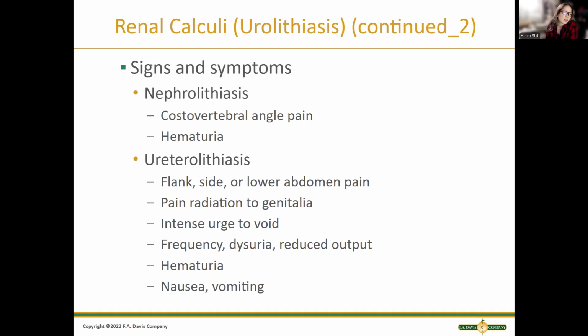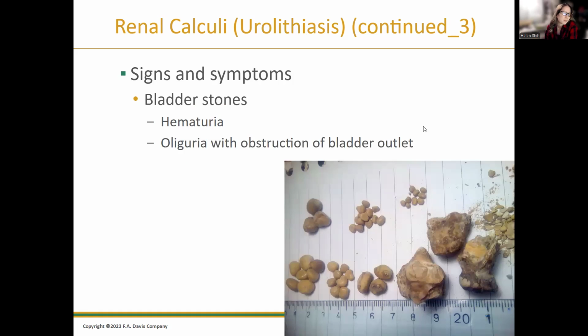There's also an intense urge to void, because remember, there's a backup in the urinary tract somehow, and so your body really wants to flush it out. There could be frequency, dysuria, and reduced output because, again, there is blockage. There could be hematuria, or blood in the urine, because these stones are tearing up the insides of your urinary tract as they are passed. Therefore, some red blood cells are going to end up in the urine as a result. There could also be nausea and vomiting simply from how painful it is to pass a kidney stone.